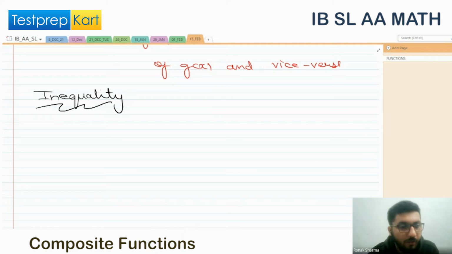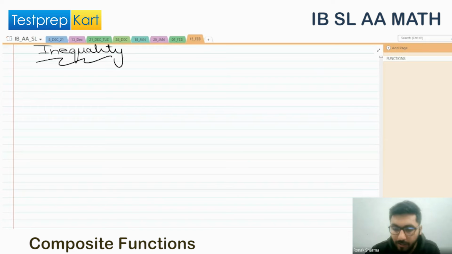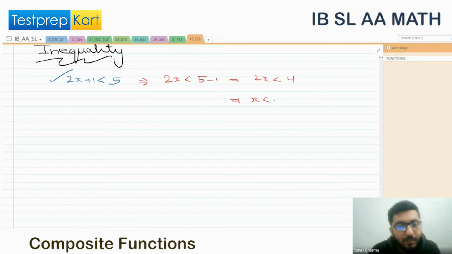So now, yes, we were about to discuss the inequality. See, we have already learned to solve the basic inequality. Like if you remember, 2x plus 1 less than 5. So we need to solve it as a simple equation, but ultimately the answer will come out as an inequality. Like 2x plus 1 less than 5 gives 5 minus 1, that means 4. And that means x is less than 2, right?